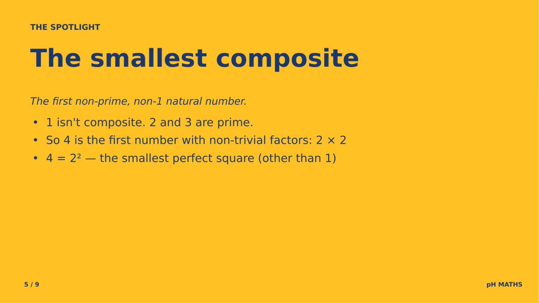The smallest composite. Here's why 4 is genuinely special. 1 is in its own category, not prime, not composite. 2 is the smallest prime. 3 is also prime. So the first natural number that has non-trivial factors, that isn't just 1 times itself, is 4. 4 equals 2 times 2. It's the entry point into everything composite, every Venn diagram of prime factors, every factorization question on the paper.